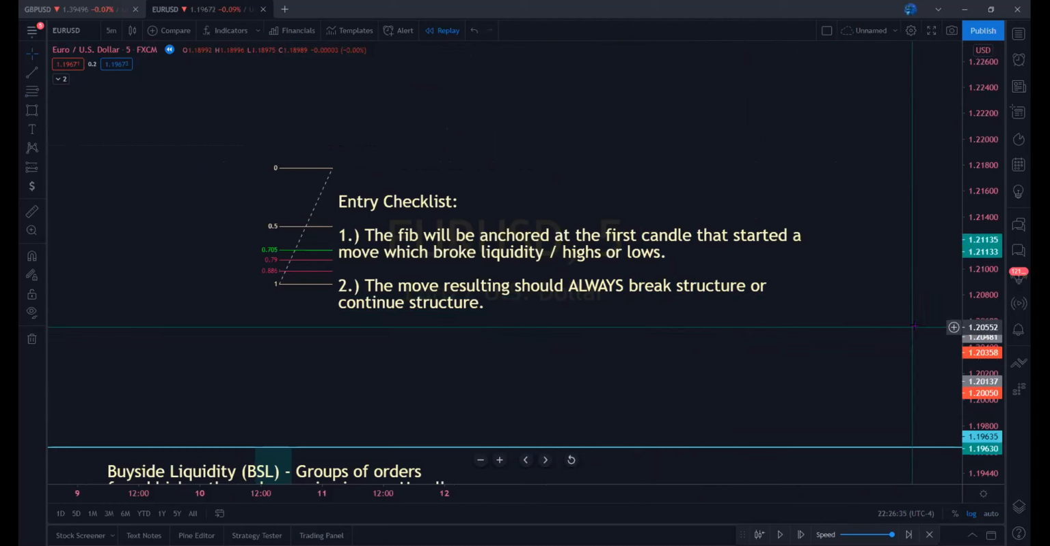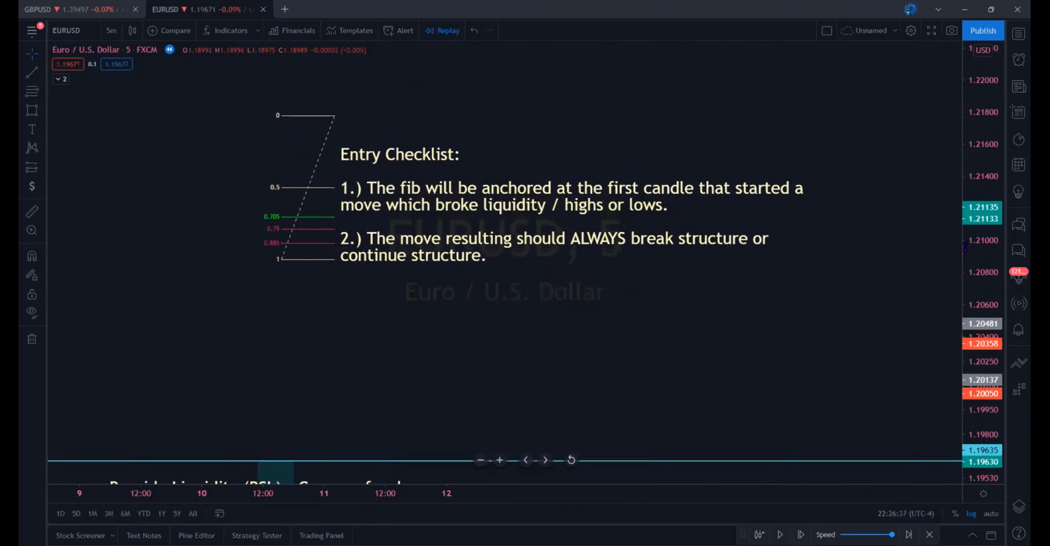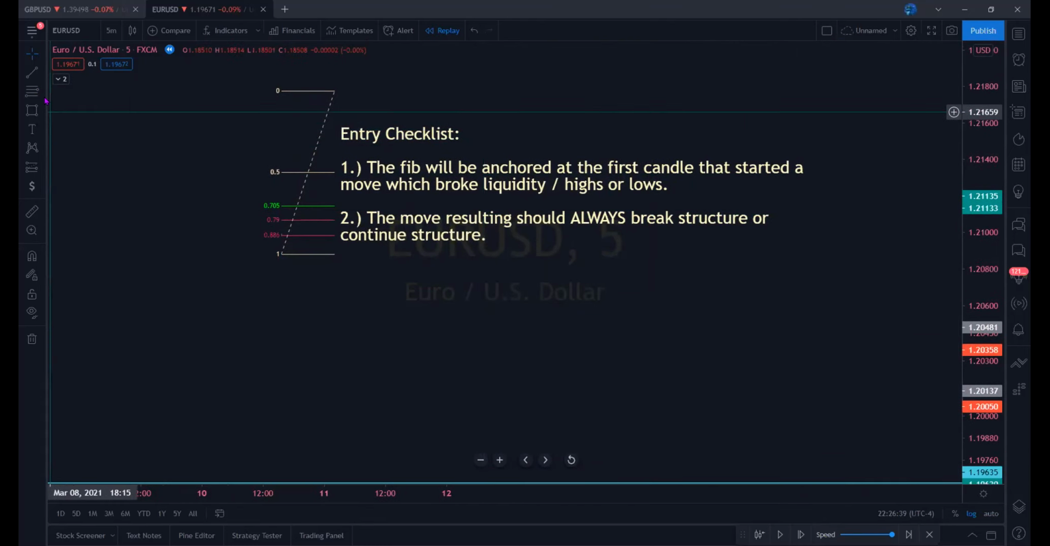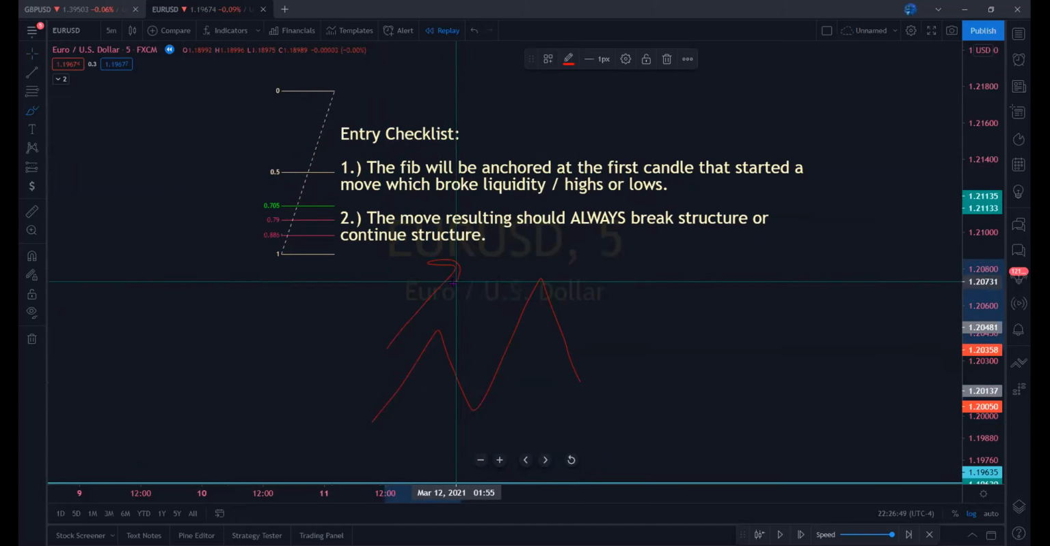So the move resulting should always break structure or continue structure. Basically, continuing structure just means this. Let's say price went up and then it broke the high, right? So it's still bullish. It's not reversing anything. All that you're doing is getting a re-entry, right? And you mark your 79, and that's all you'd be doing. That's what I mean by continue structure, right?